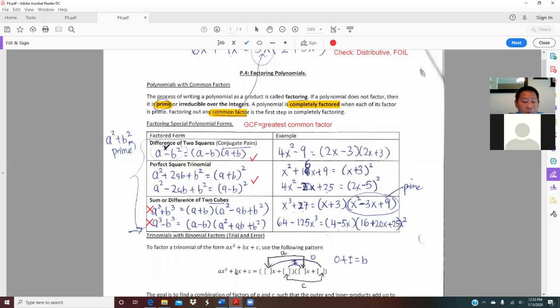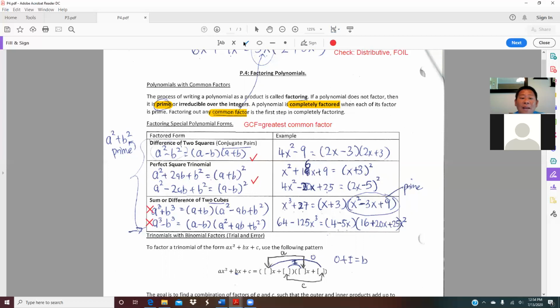So difference of squares means that the a and b here are squared with a negative sign. So you will get a minus b and a plus b. And make sure that these two are perfect squares. For example, 4x squared minus 9. 4x squared is the perfect square of 2x, and 9 is the perfect square of 3. So you will get 2x minus 3 and 2x plus 3. So 1 minus, 1 plus.